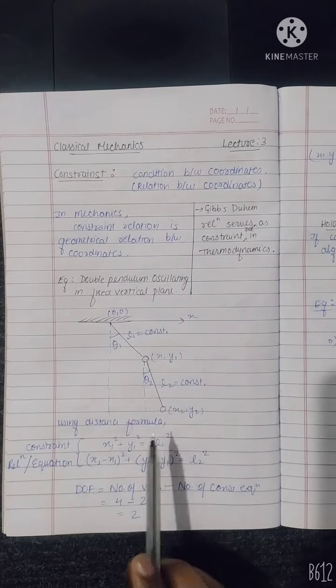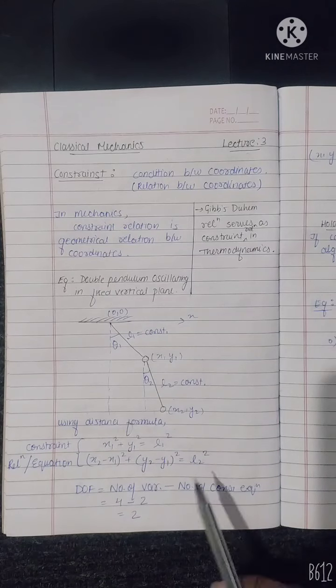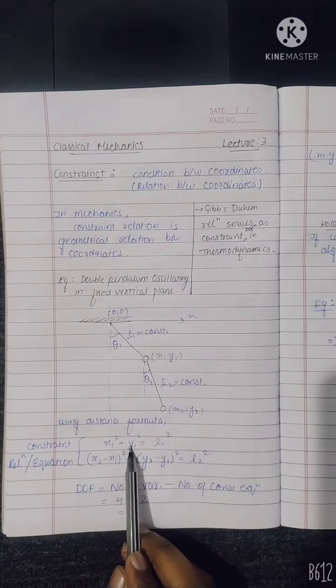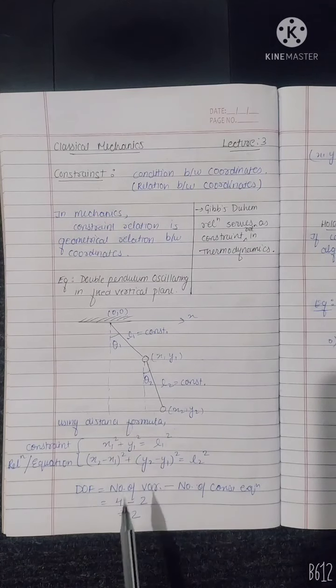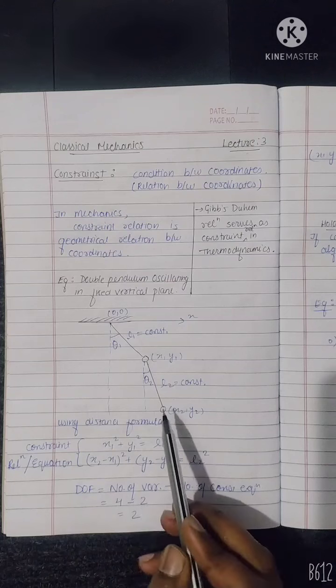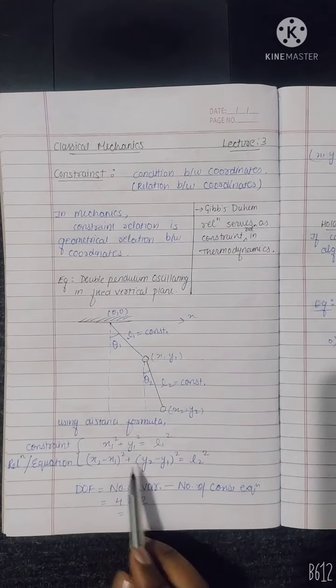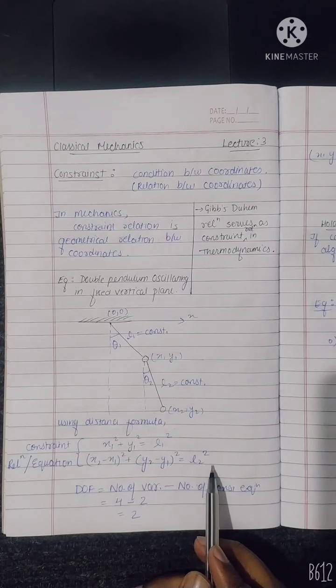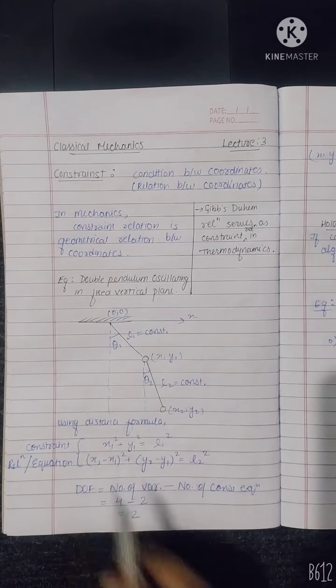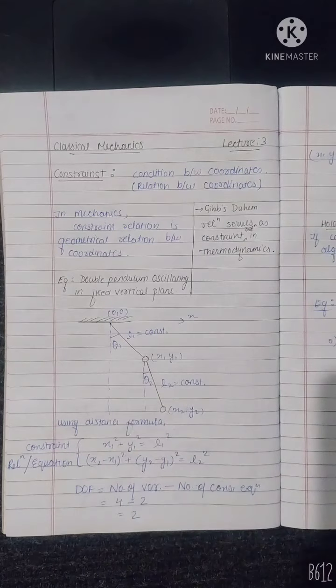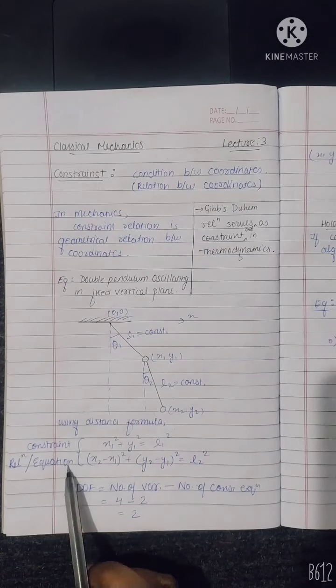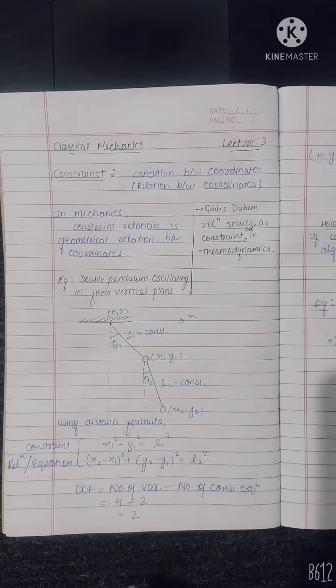Now whenever we use the distance formula for this particular figure, what do we get? x1 squared plus y1 squared is equal to L1 squared, distance formula, right? Now if we calculate the distance between these two, (x2 minus x1) squared plus (y2 minus y1) squared is equal to L2 squared, right? For this system, the number of constraint equations we have here is 2. These are two constraint equations.